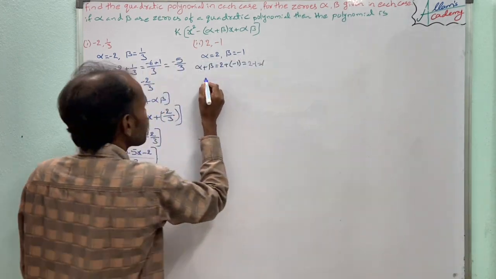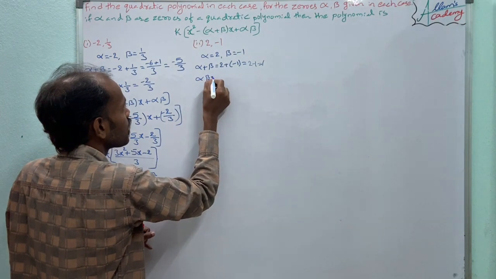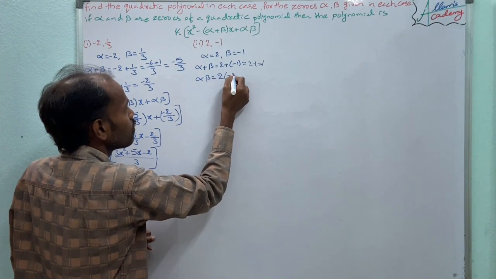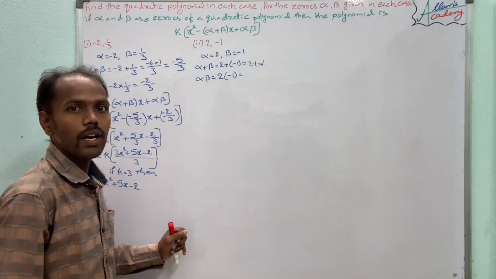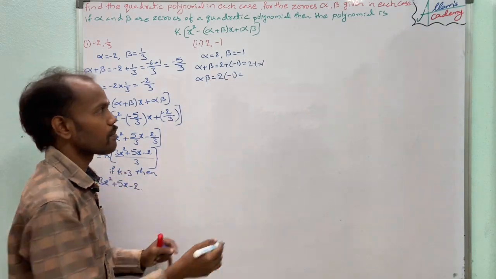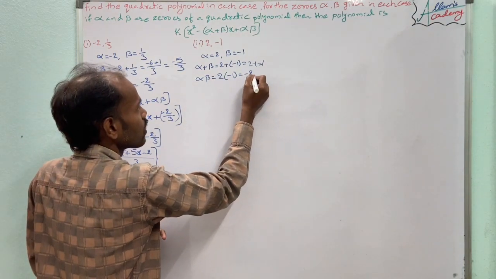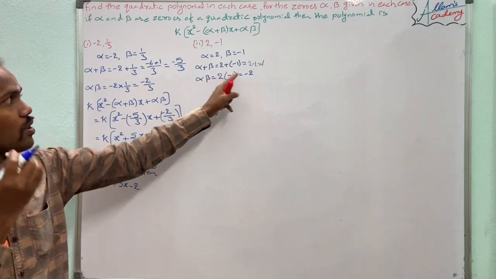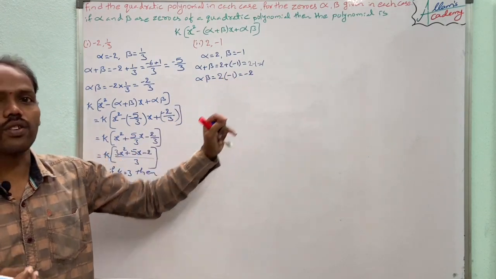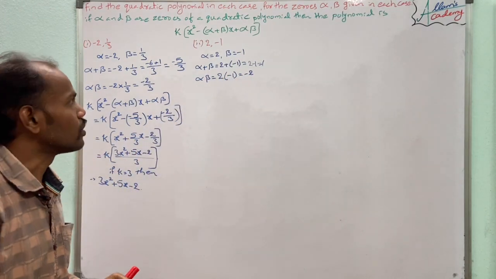Next, the product of the zeros, alpha beta, equals 2 into minus 1. Plus into minus means minus, 2 ones are 2 only. So the sum of the zeros is 1, and the product of the zeros is minus 2.